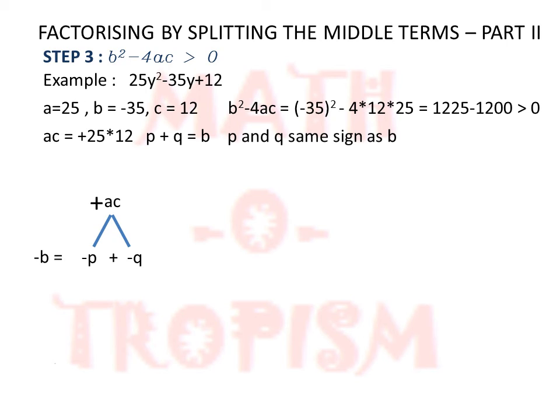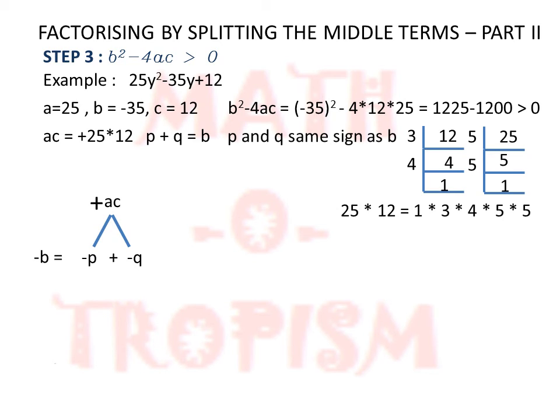Now AC is 25 into 12. So instead of multiplying and then doing prime factorization, I am going to do separately. 25 factorize separately and 12 factorizing separately. So what is 25 into 12? Always include the 1. So 1 into 3 into 4 into 5 into 5. 12 I have written as 3 into 4, and 25 I have written as 5 into 5. So what is that? 1 into 3 into 4 into 5 into 5.